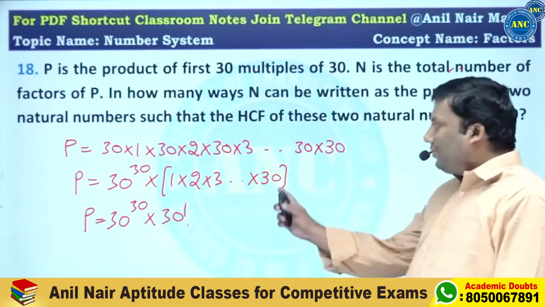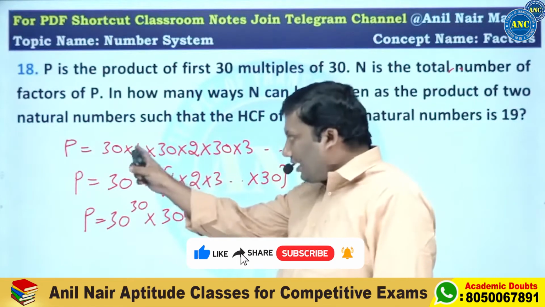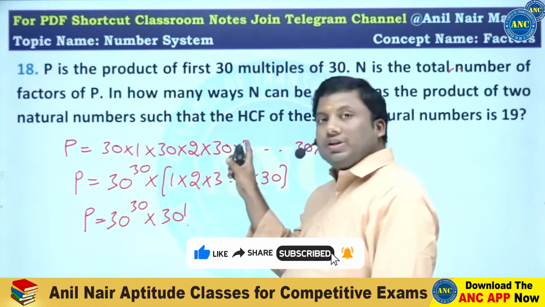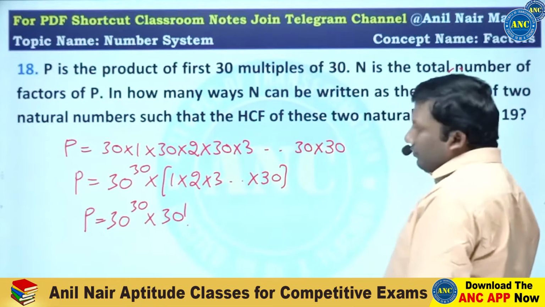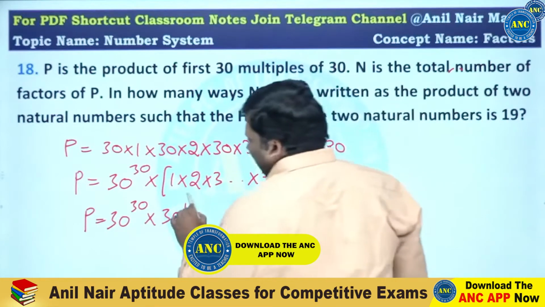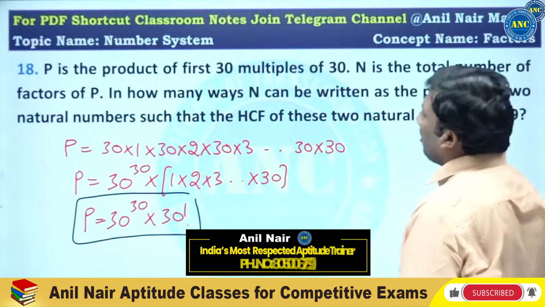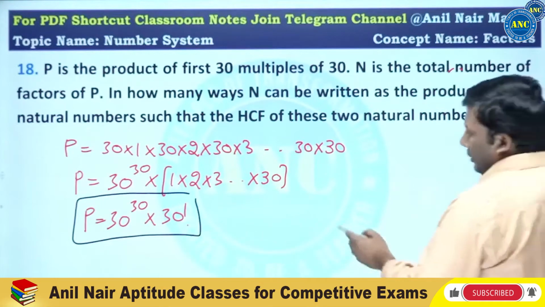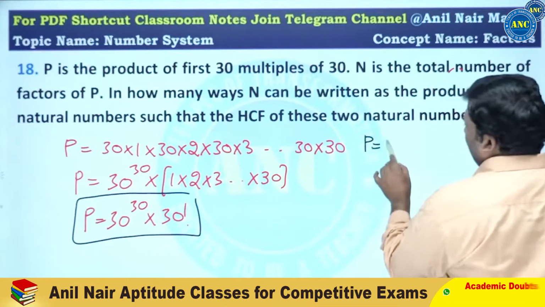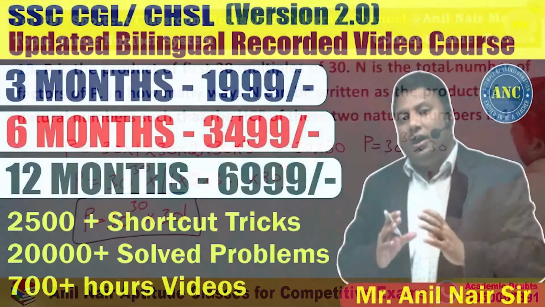Please don't write 30 common; it is 30 into 1, 30 into 2, 30 into 3, up to 30 into 30, which is 30 power 30 into 30 factorial. Okay. N is the total number of factors of P. Factors we have to determine. So P is equivalent to 30 power 30 into 30 factorial.